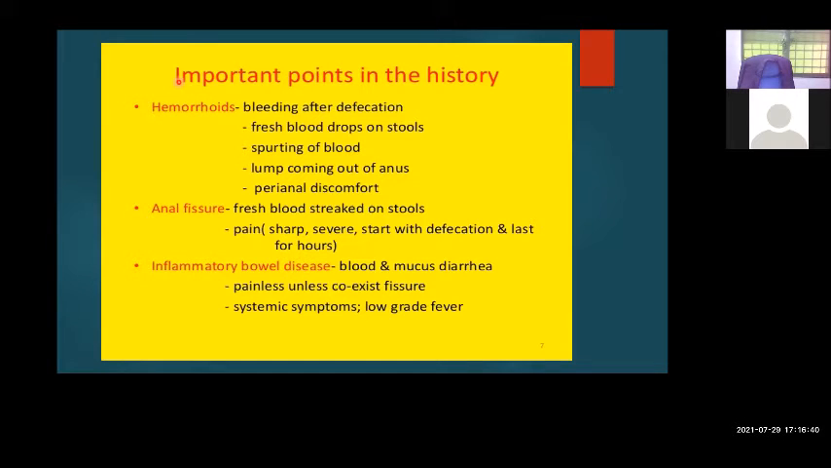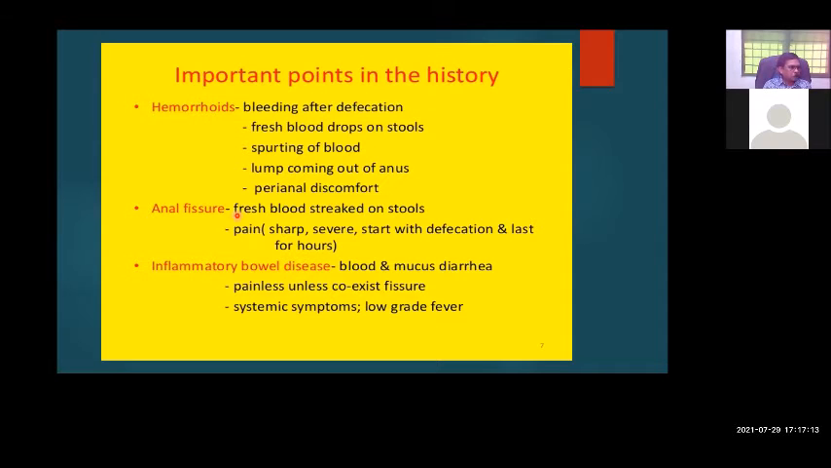This chart shows you the importance of taking a good history in coming to a diagnosis of the cause of lower GI bleeding. Hemorrhoids usually bleed after defecation. Fresh blood drops on the stools. Sometimes frank spurting of the blood after defecation. Occasionally, it presents as a lump coming out of the anus due to the prolapsed hemorrhoids, which causes perianal discomfort.